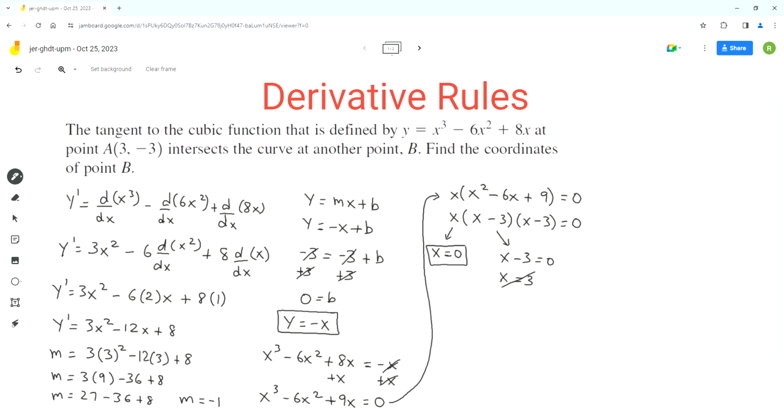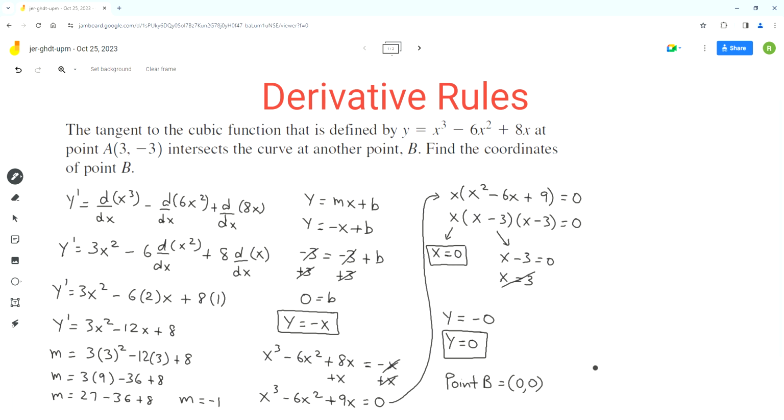So now we'll use this x value to find the y value. We can sub in this x equals 0 in the equation of the tangent or the equation of the curve. It's easier to use the equation of the tangent. So it'll just be y equals negative 0, which is equal to 0. So that's the y coordinate of point B. So point B is (0, 0). So that's the final answer for this problem.